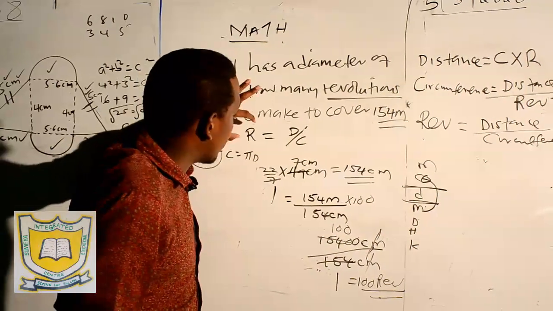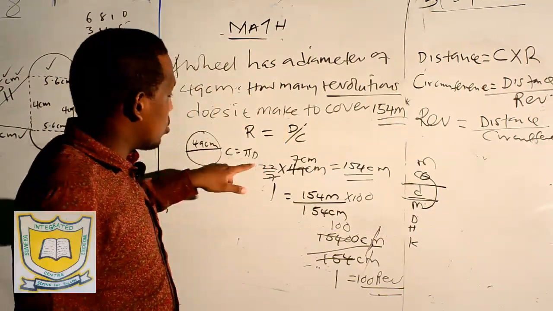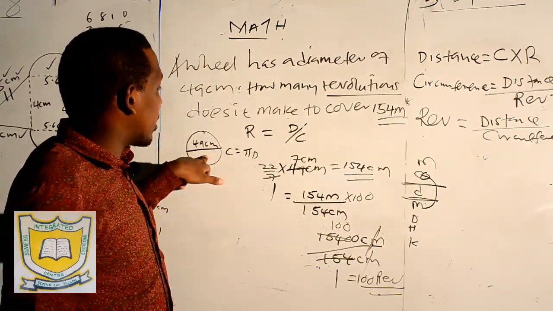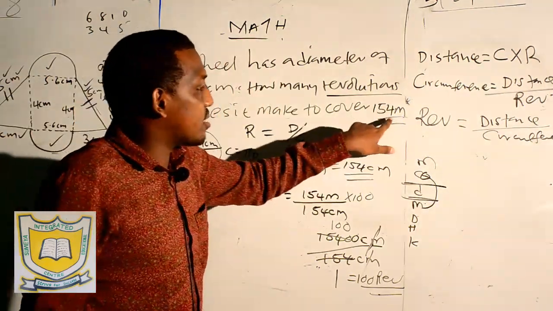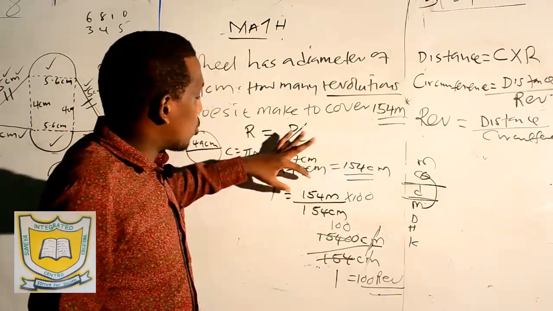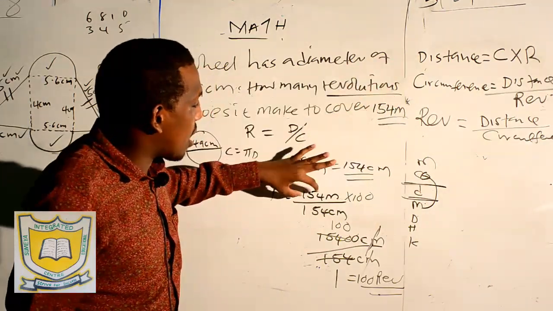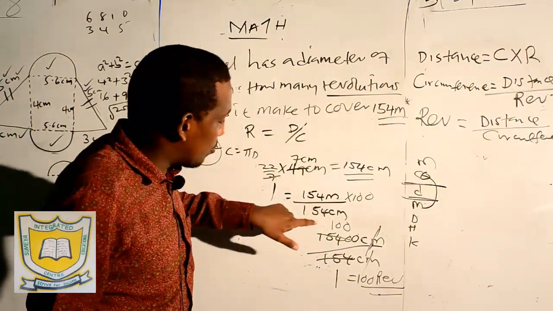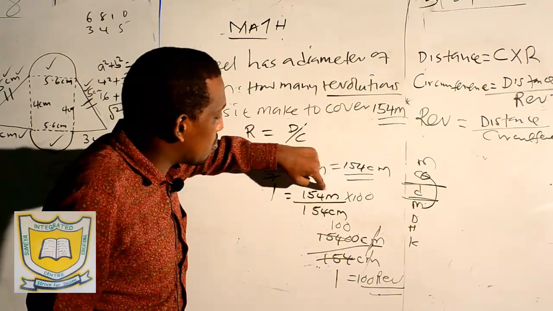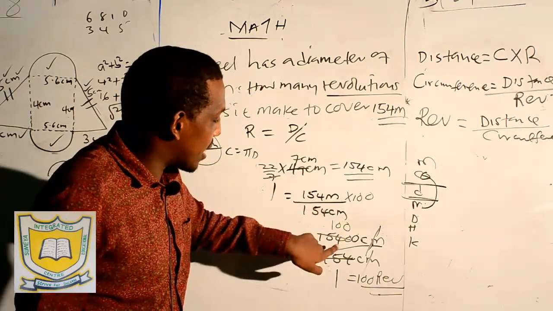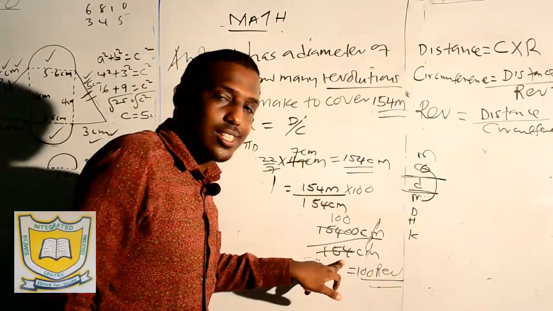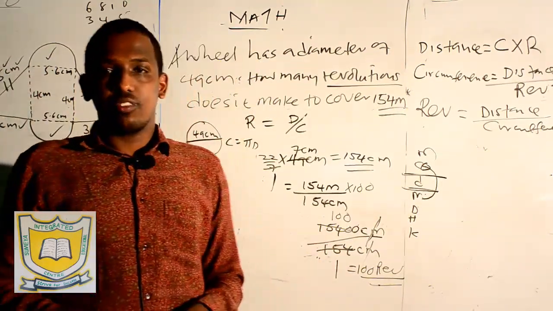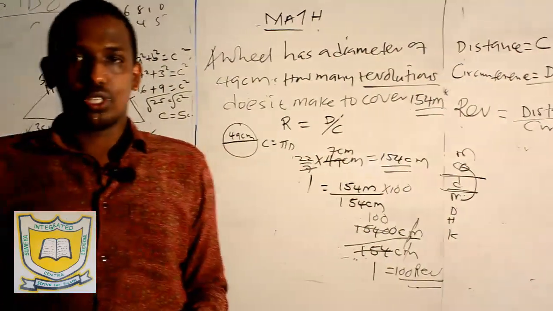Circumference equals pi d: 22 over 7 times 49. You get 154. Then distance is in meter or kilometer mostly. So the distance is 154 meter, and the circumference is 154 centimeter. We change this meter to centimeter, times 100. You get 154 times 100 divided by 154 centimeter. You get 100 revolutions. So we shall stop it there.